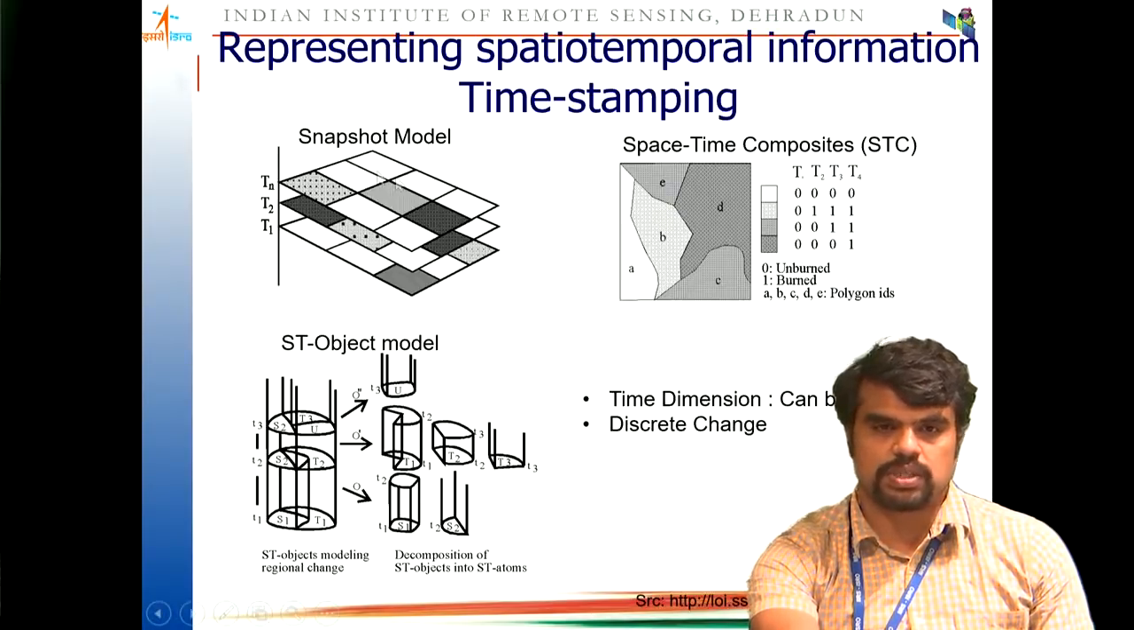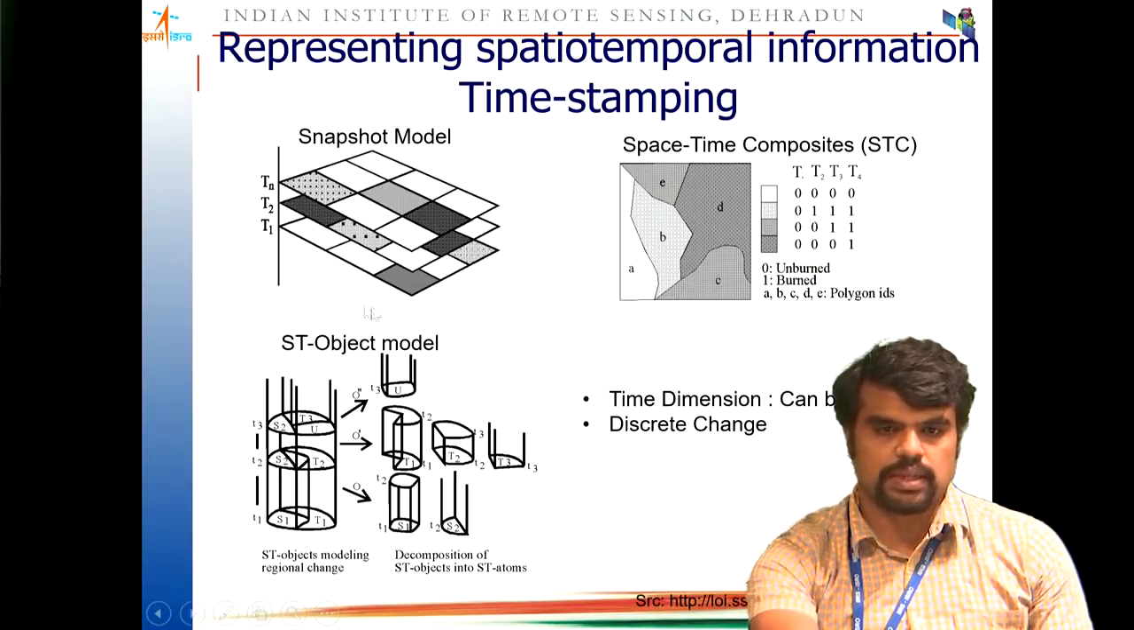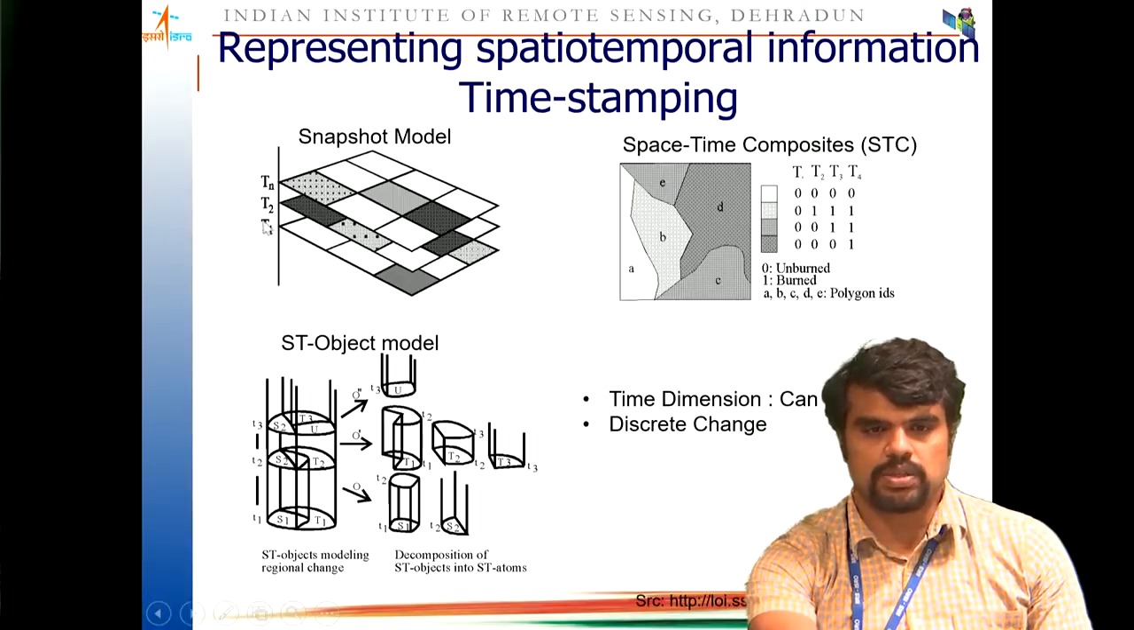In this case, one is called a snapshot model. So you have a spatially referenced geometry, and then you attach an additional temporal attribute to it, and then you say that this representation is for this time and so on. So this is called a snapshot based model. That basically means that at a particular instance of time t1, the state at that time is stored. This is basically a raster representation.